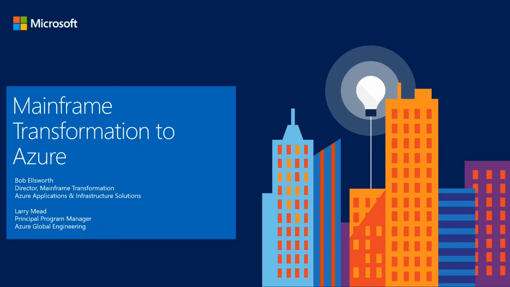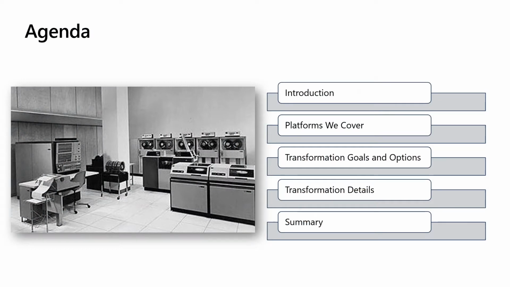He and I are going to be doing a presentation on what it's like to take a mainframe and transform some of the applications that it's running into Azure. With that, I'll give you a brief introduction of things that you might want to consider if you're looking at potentially moving off a mainframe into Azure, things to take into account. Then I'm going to turn it over to Bob to talk about the platforms we cover and the transformation goals and options that we have with going to Azure.